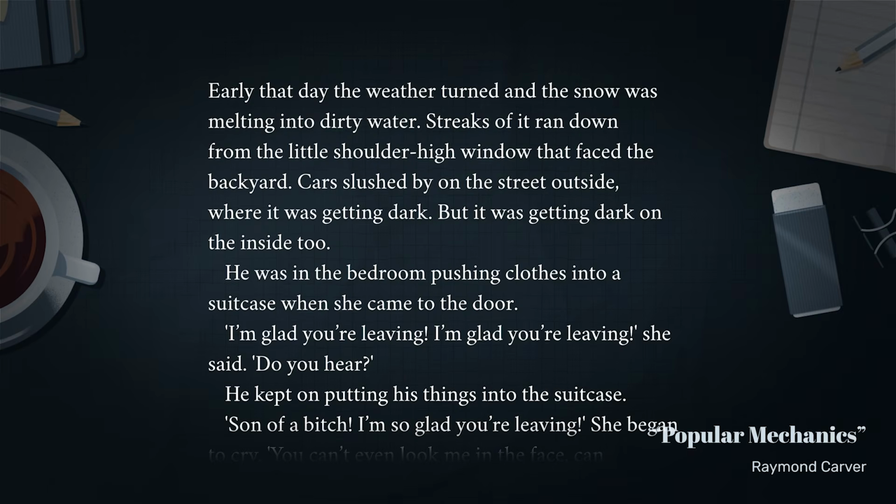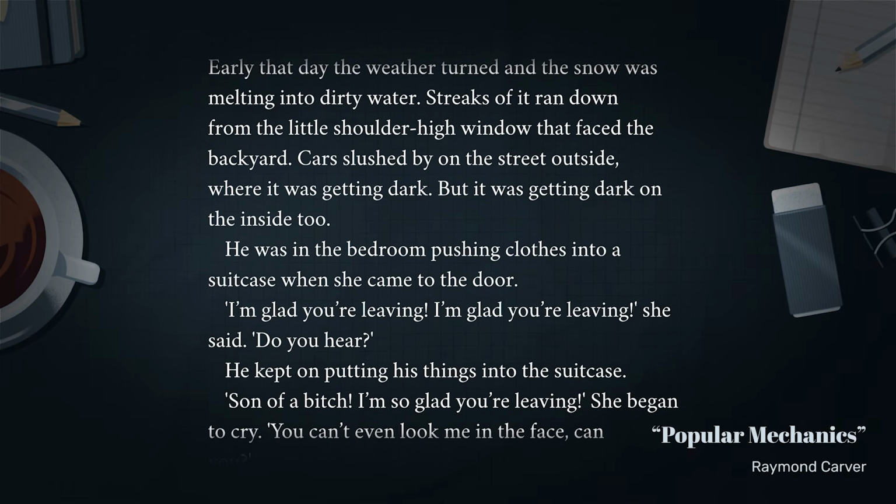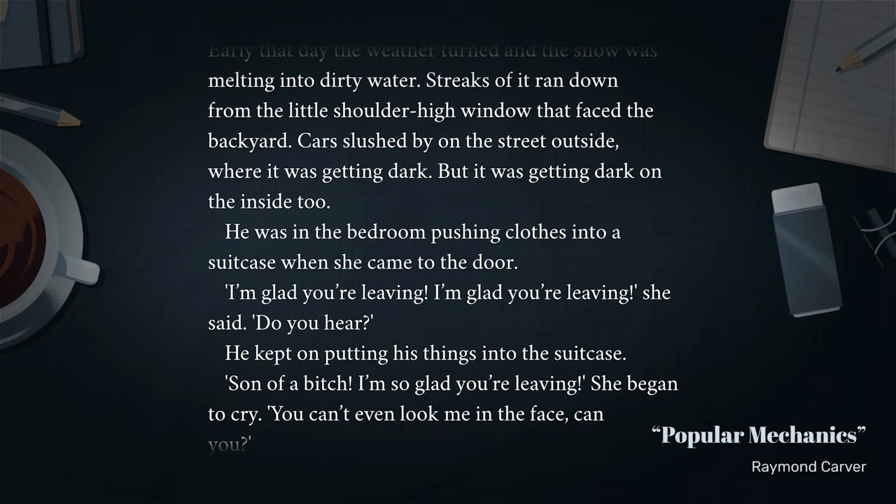A husband is leaving his wife. He's cramming all his belongings into a suitcase while his wife screams at him. Their baby is in the room and he coldly announces that he's taking the child with him. What follows is a physical tug of war with the child. And Carver ends his story like this.